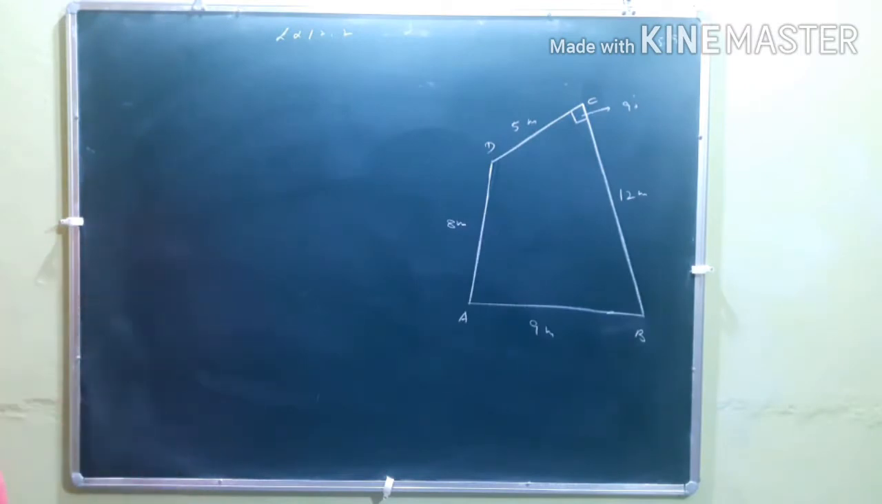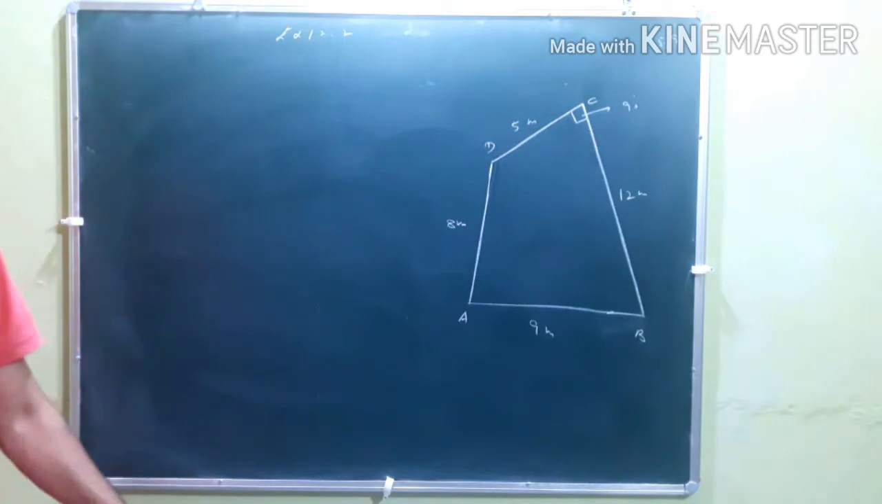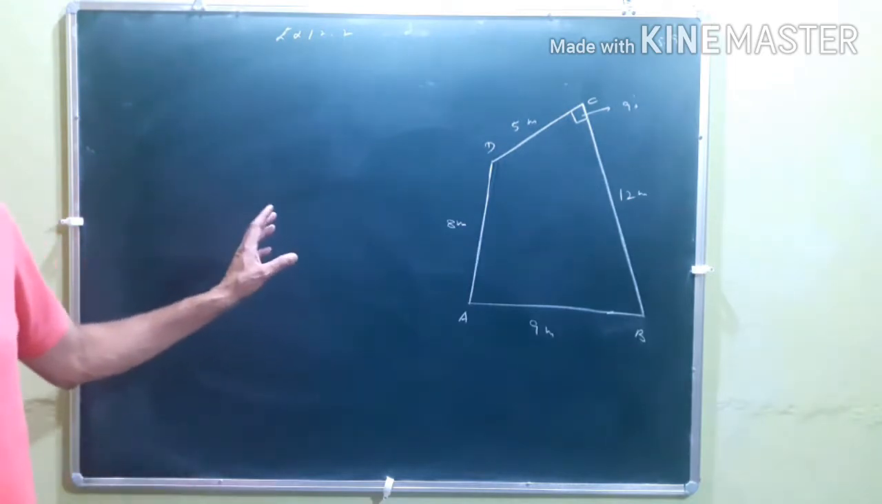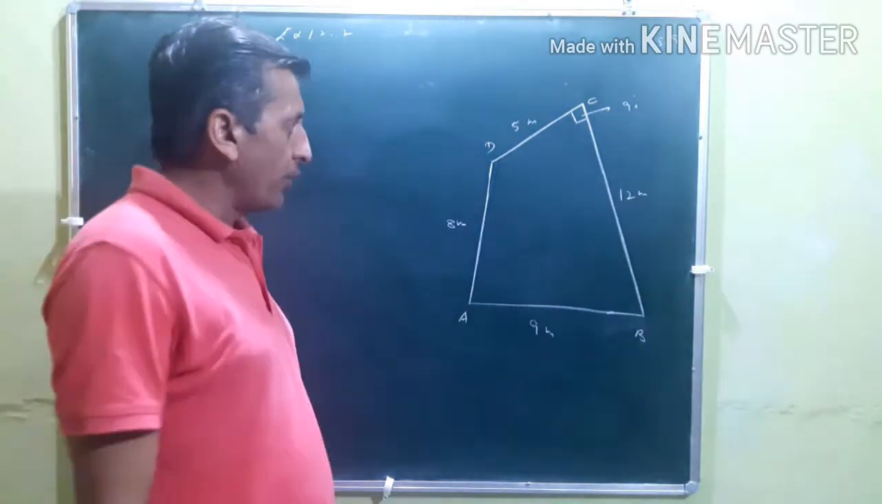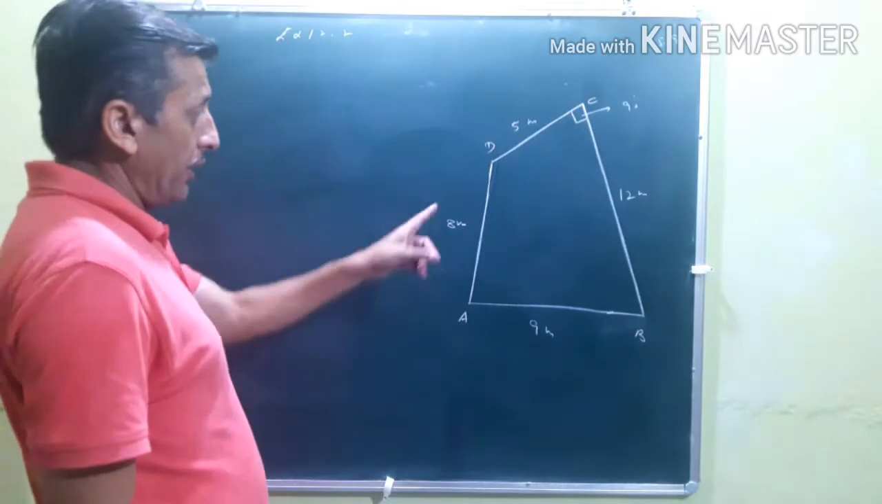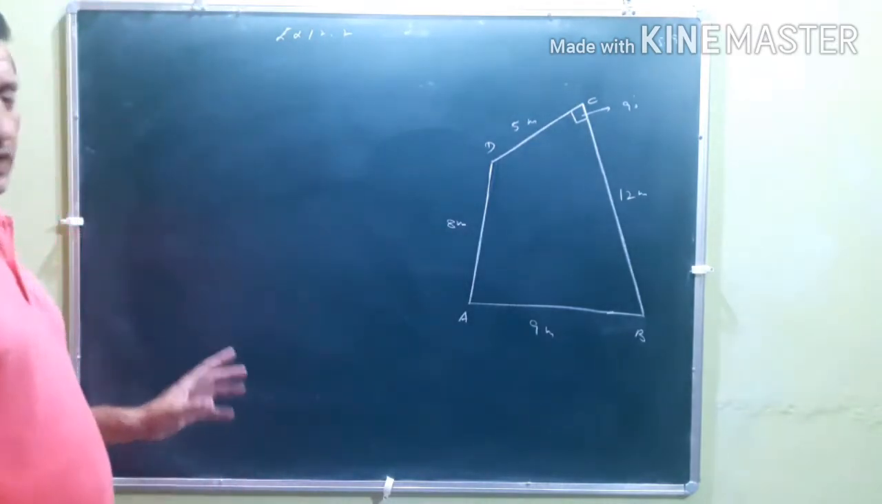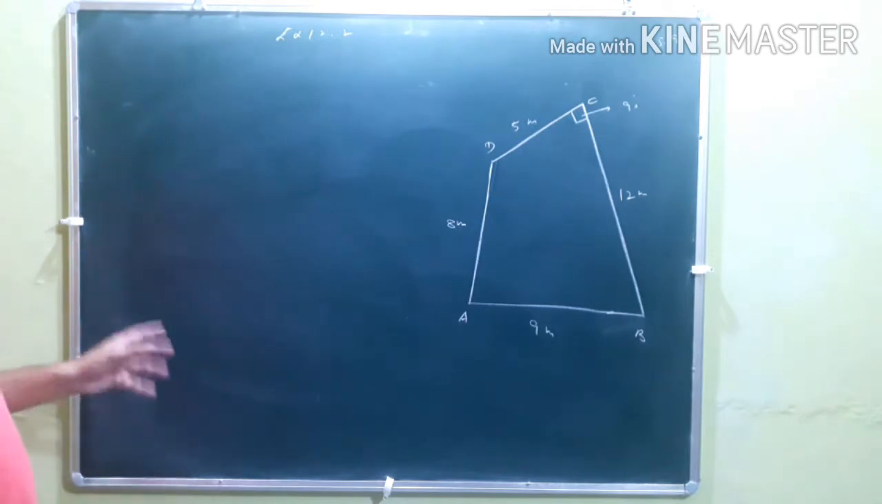Now see, this is exercise 12.2 and question number 1. Here, it says that a park in the shape of the quadrilateral ABCD has these sides given: AB is equal to 9 meter, BC is equal to 12 meter, CD is equal to 5 meter, and AD is equal to 8 meter. And we have to find its area. Okay, how much area does it occupy?